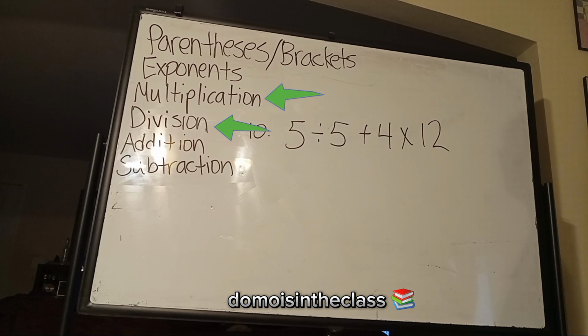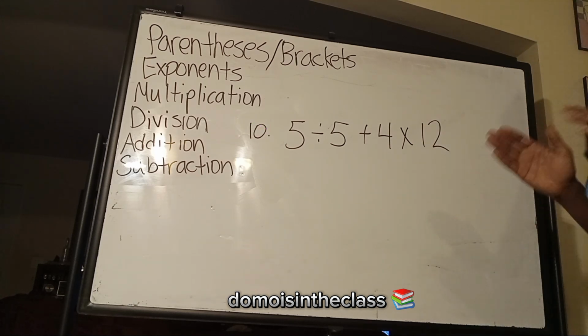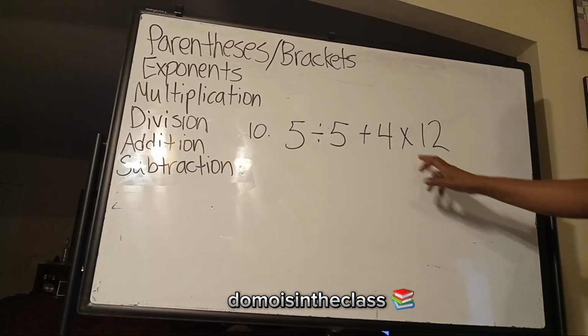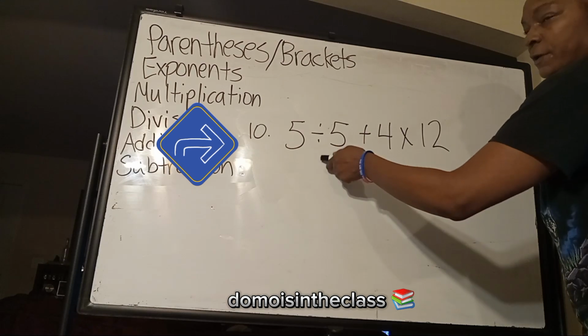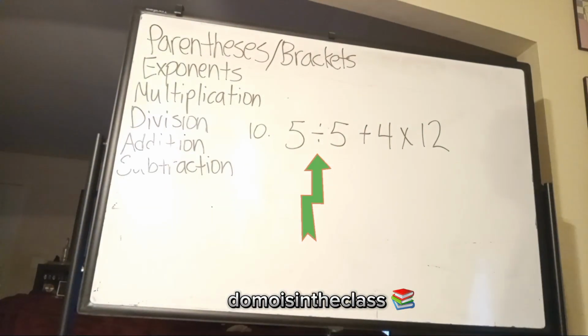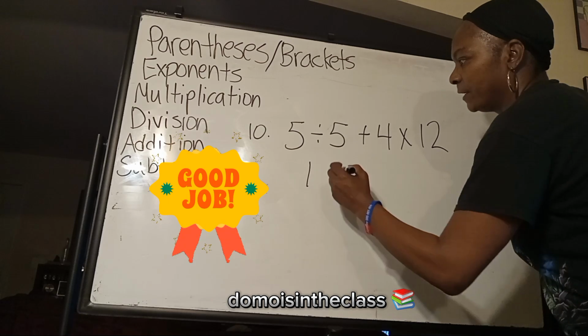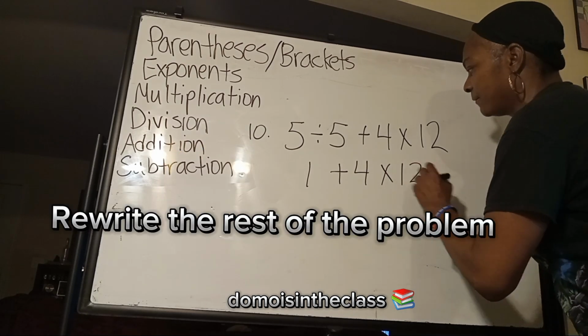Yes. All right. But remember, multiplication and division is on the same line, which means we have a division here, we have multiplication here. But moving from left to right, whichever comes first. So 5 divided by 5, which comes first, equals 1. Great job. So we put a 1 here plus 4 times the 12.